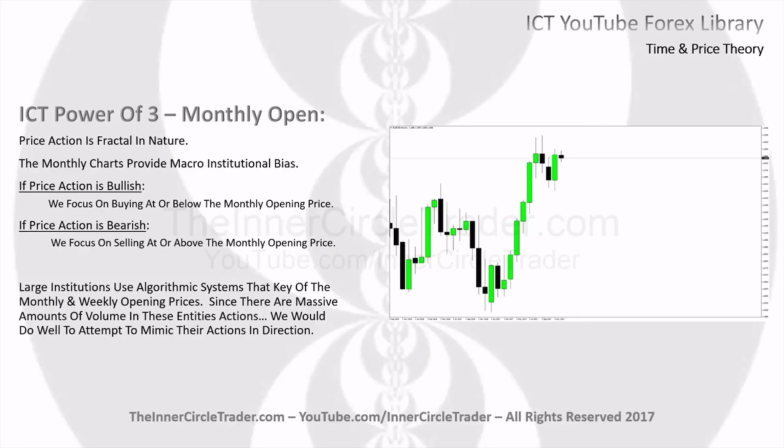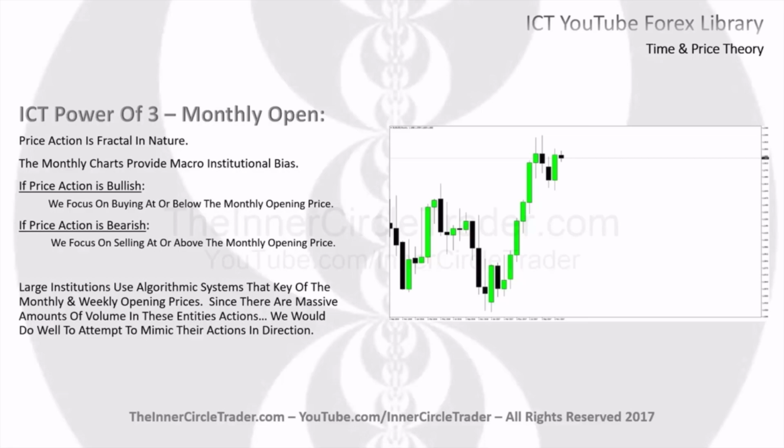Which brings me to the purpose of using a monthly chart: it provides a macro institutional bias. So we can see what large institutions are doing or what their sentiment is based on what these higher time frame monthly charts are revealing in price action. In a nutshell, if we are doing our analysis on the monthly chart and we deem that monthly chart to be bullish, we as traders and analysts look for buying opportunities at the opening price or below the opening price. If we have come to the conclusion that the perspective on the monthly is bearish, then we are focusing our analysis on selling short at or above the monthly opening price.